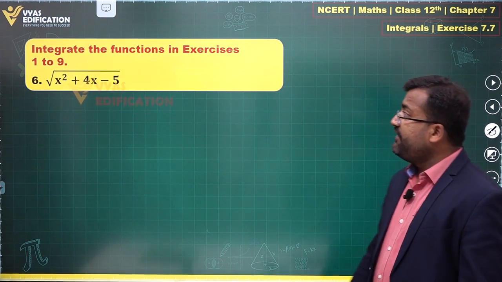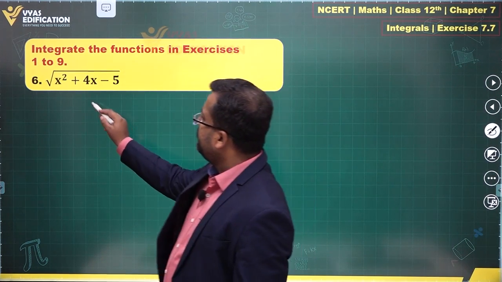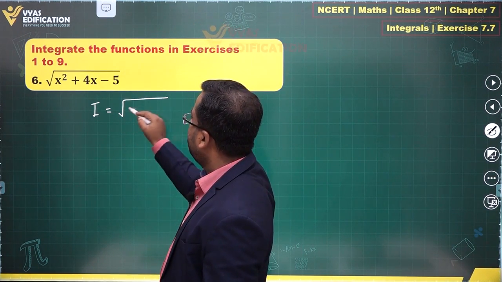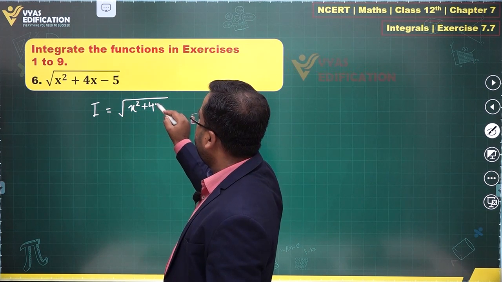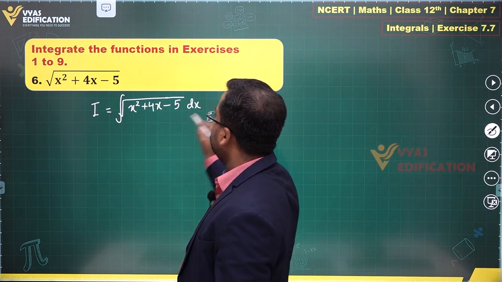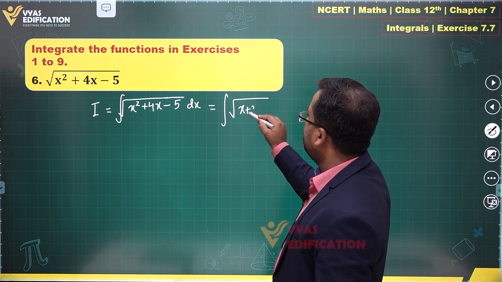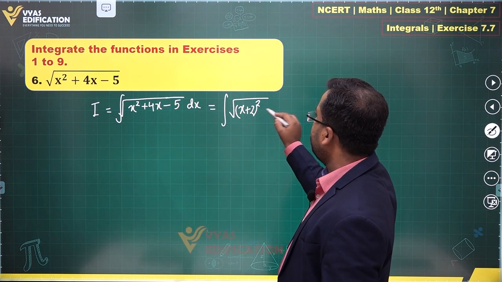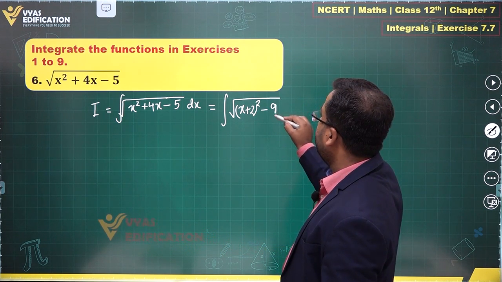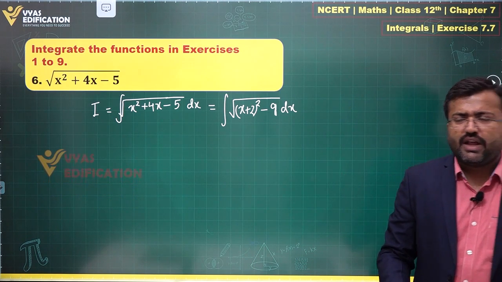In the sixth question, we have x square plus 4x minus 5. How do we handle this? Not a difficult thing to do. I is the integral of under root of x square plus 4x minus 5 dx, which is the integral of under root x plus 2 whole square minus 4 minus 5, which becomes minus 9, dx. This is what you get. Now this 9 is nothing but 3 square, right?